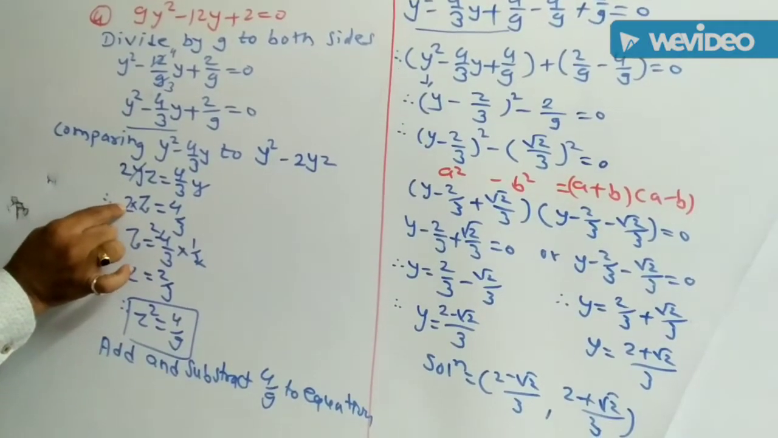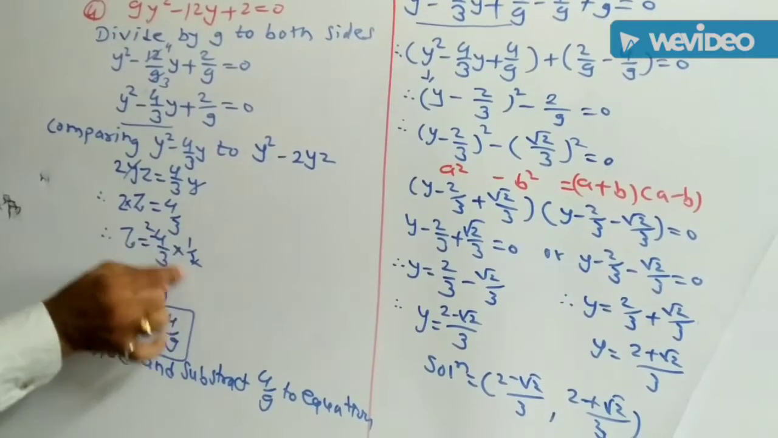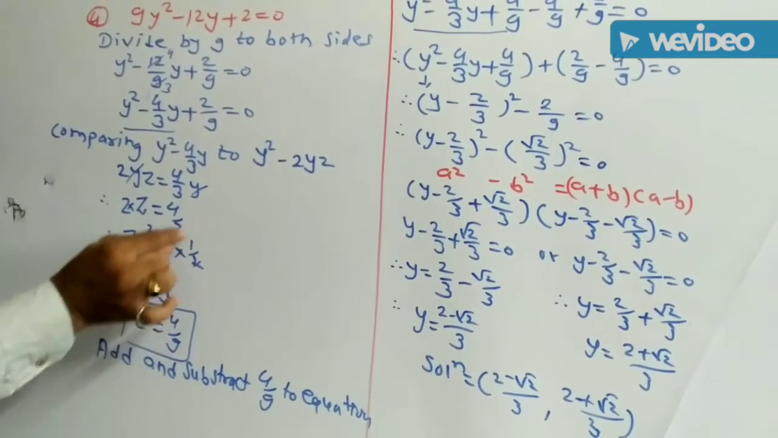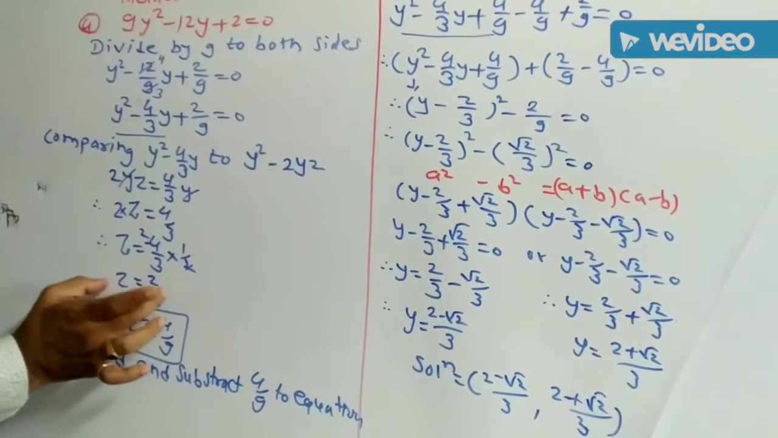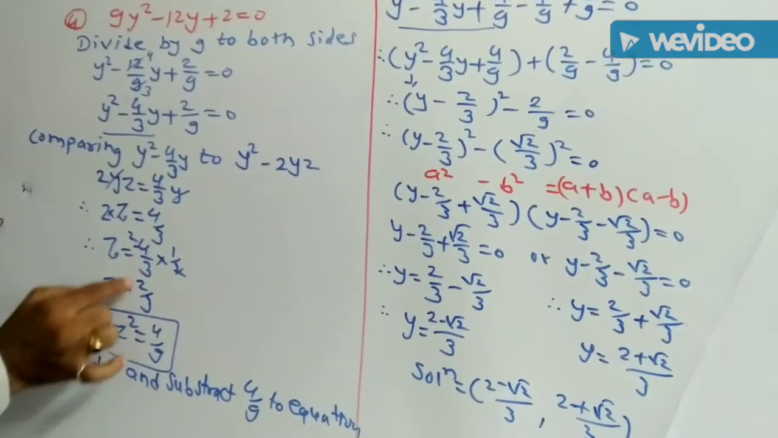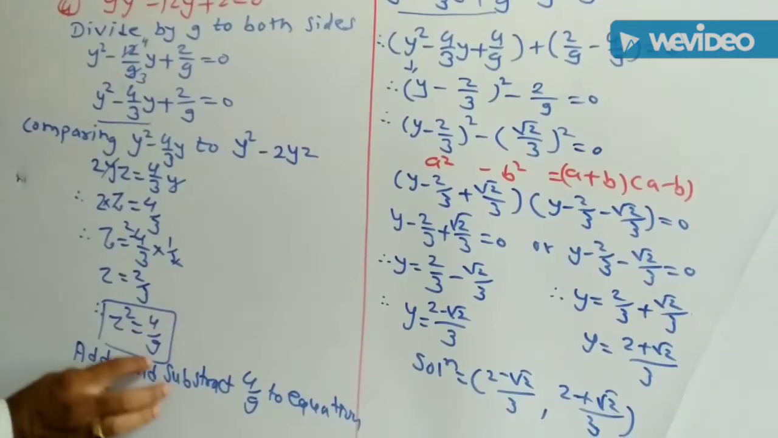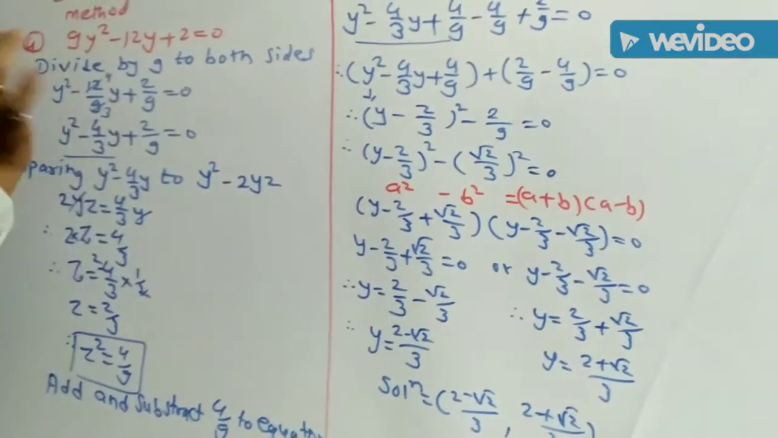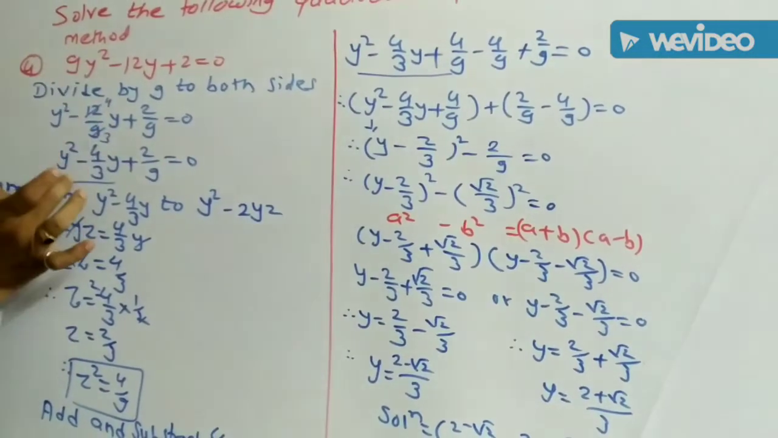For that, the multiplication by 2 gets converted to division. Instead of division, take multiplication by the reciprocal. The reciprocal of 2 is 1 by 2. Divide this 4 by this 2, we get 2 upon 3. On squaring z, we get z square. On squaring 2 upon 3, we get 4 upon 9. Now add and subtract 4 upon 9 to the given quadratic equation after dividing by the coefficient.